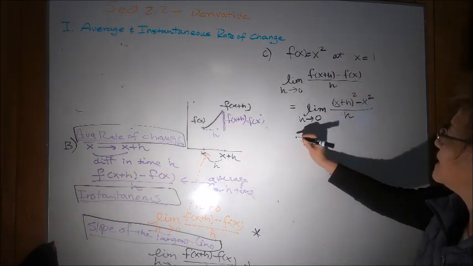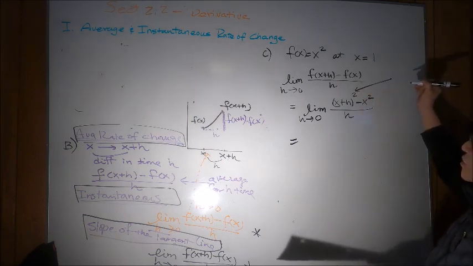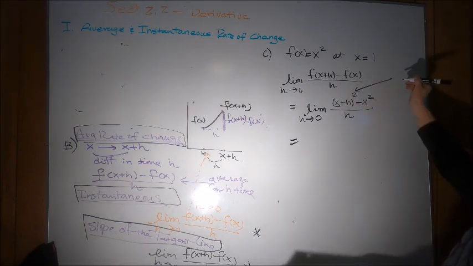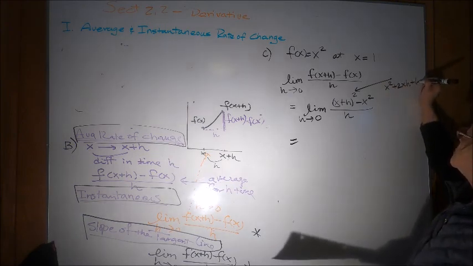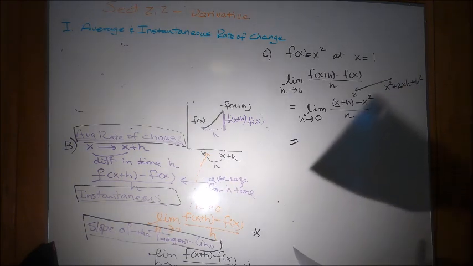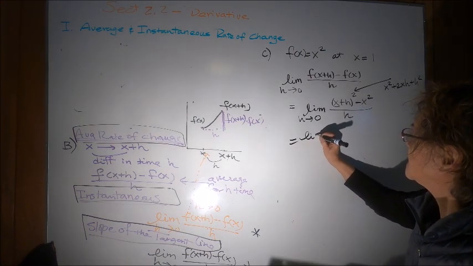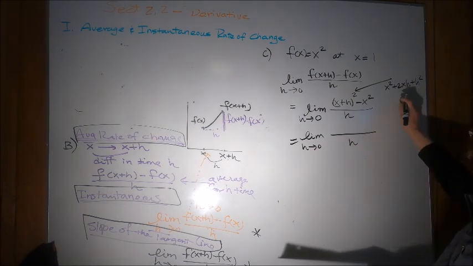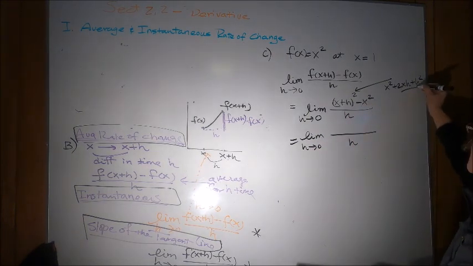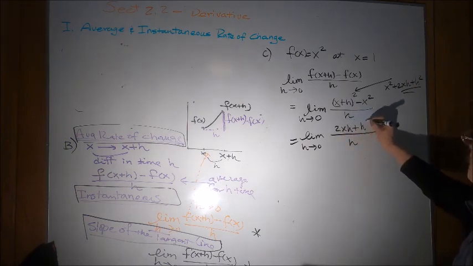Then we simplify. So this one, don't give me x squared plus h squared, right? You need to FOIL, then it becomes what? 2xh plus h squared, right? Then you minus x squared, then what do we have? You simplify the top, so that's what you have, 2xh plus h squared.